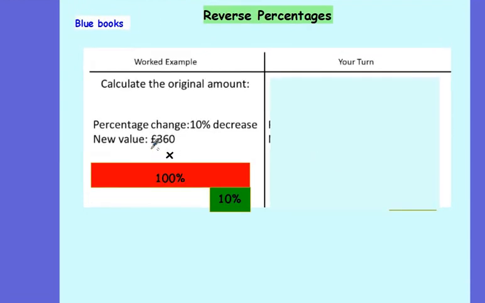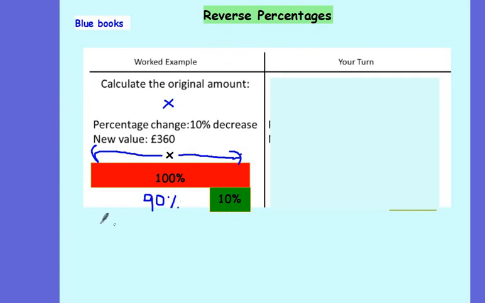Okay, so I've been told a percentage change. I've been told there's been a 10% decrease and the new value is £360. And I've been asked to find the original amount. I'm going to call the original amount x. So I want to find out what 100% of x is, this distance here. I've been told that I've taken away 10%. So what percentage have I got left, Alicia? Great, I've got 90% left.